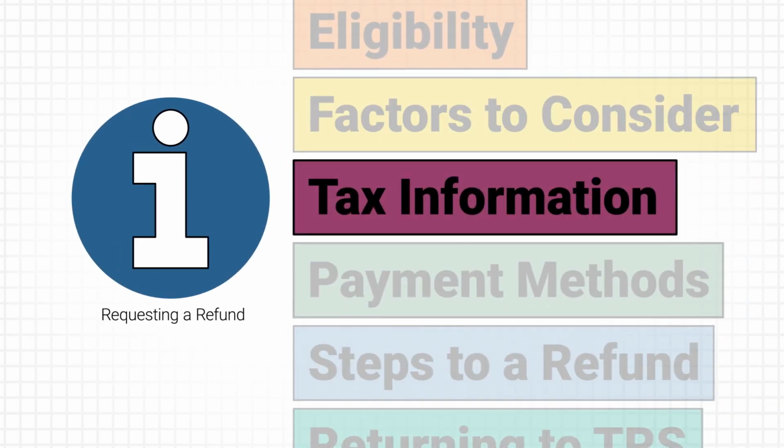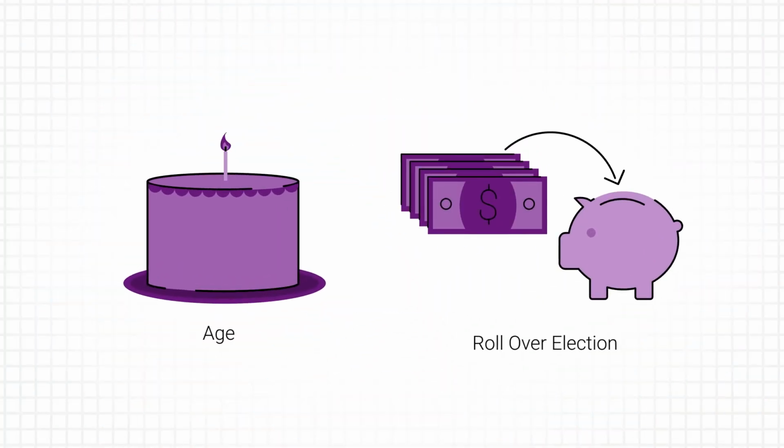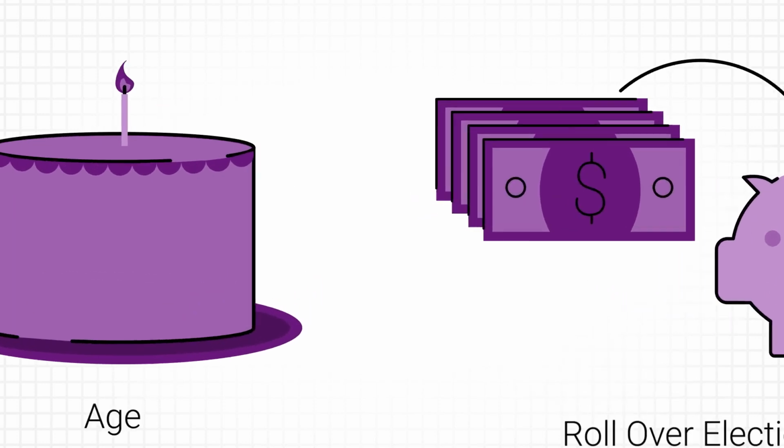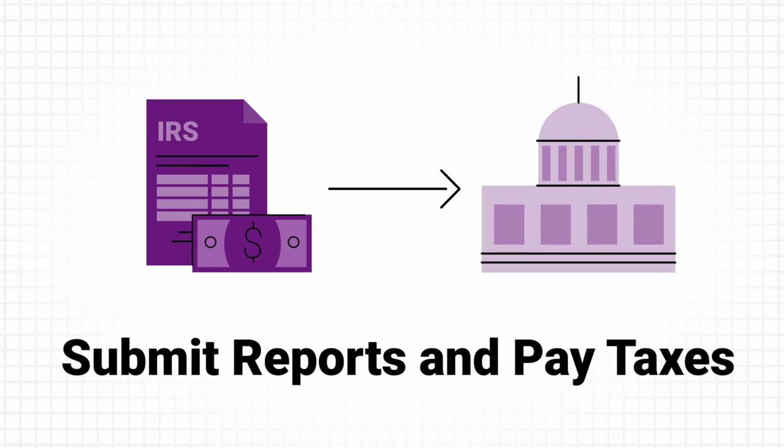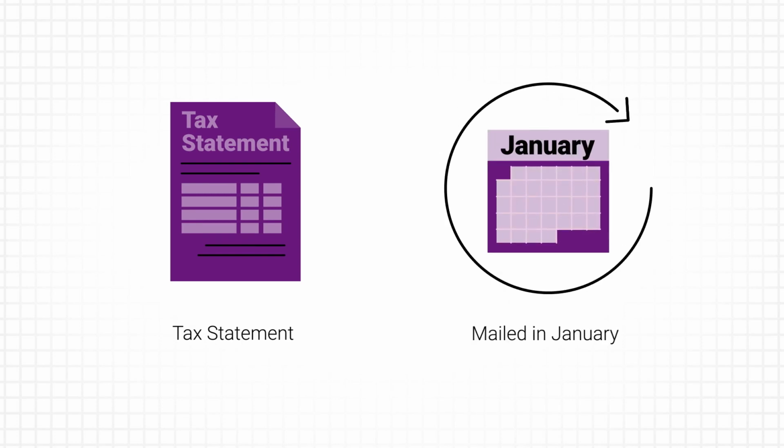The amount of tax withheld from your refund depends on your age and whether you elect to roll over your refund to another retirement plan. You're responsible for submitting the proper tax reports to the IRS and paying any additional taxes or penalties. TRS will send you a tax statement at the end of the calendar year following a refund.